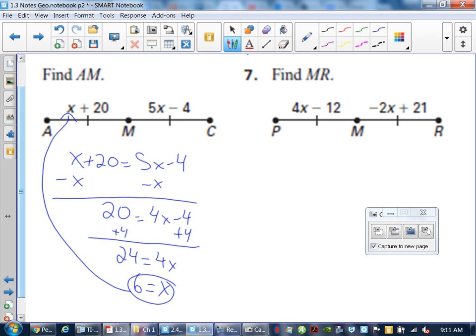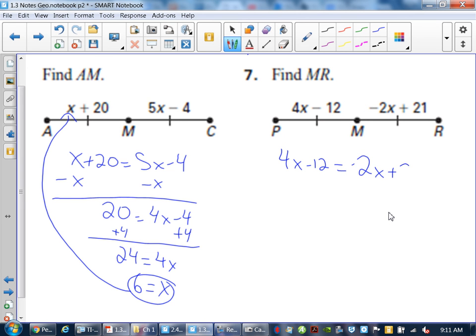On the other one, same deal. M's the midpoint, which means these 2 segments have to be equal. That's why they throw the tick marks in there to show you. So when you do this, you get 4x minus 12 is negative 2x plus 21. Again, we start by picking on the little guy. So we move the negative 2. How do you move a negative 2? You add it over. So you add the positive 2 to both sides. You get 6x minus 12 is 21.